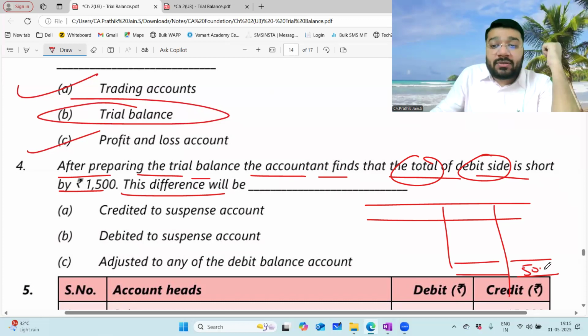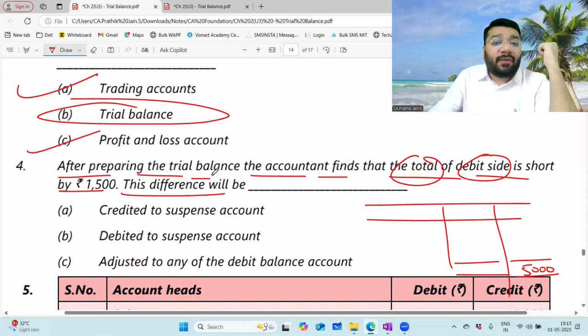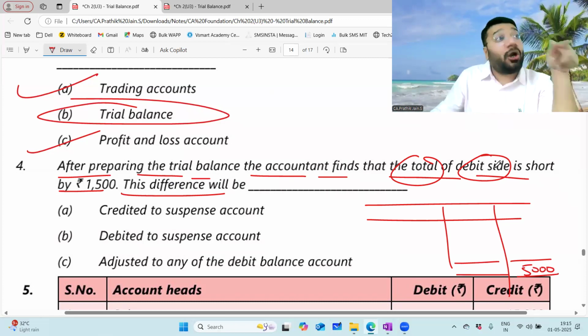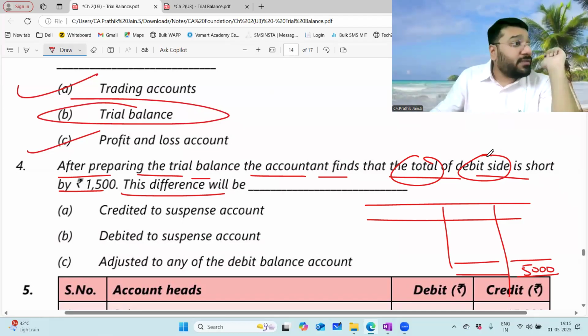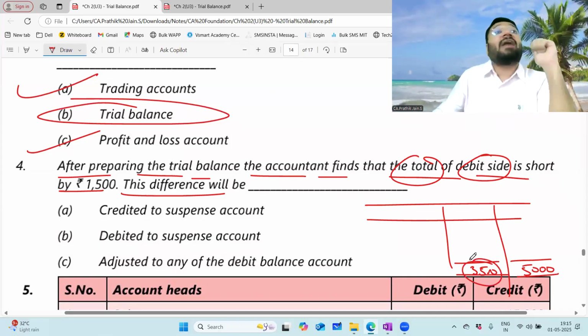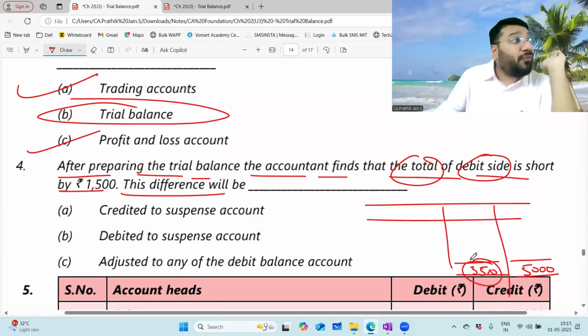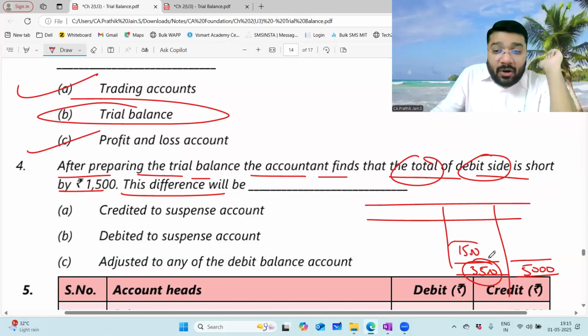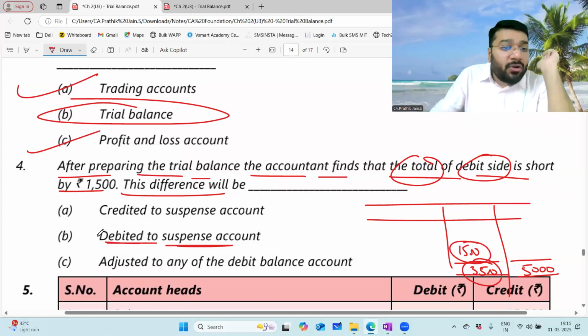Actual total is 5000. But they're telling that after preparing the trial balance, the accountant finds that the total of debit is short. Short by how much? 1500. How much is it? 3500. So the debit side is less by 1500. Now, suspense, where will you insert? Wherever there's a shortfall. So I'll debit suspense account 1500. So debited to suspense account 1500.